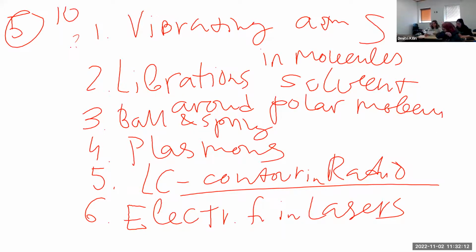Vibration in polar solvents? No? Ball and springs. Yes, everyone? Okay. Plus plasmons in gold nanoparticles. No one? I think all of our examples were much simpler than yours. Like, I had a swing. I think I did the pendulum on the grandfather clock.